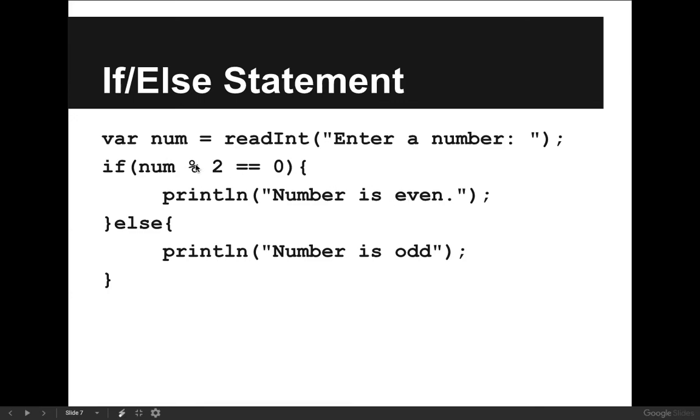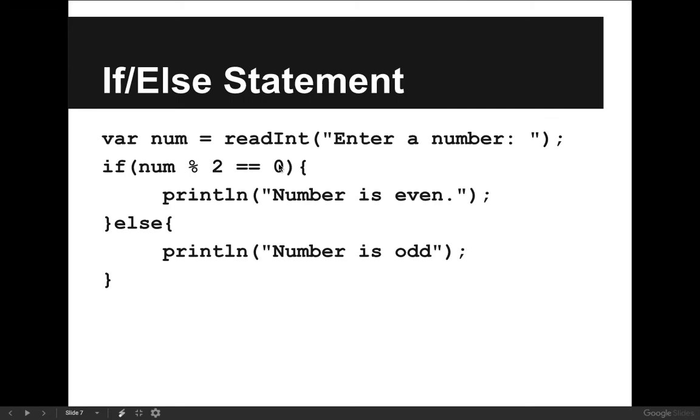Any odd number modulated by 2 will equal a 1. Think of a 9. 9 divided by 2 is 4 with a remainder of 1. So if I do 9 mod 2, I get 1.